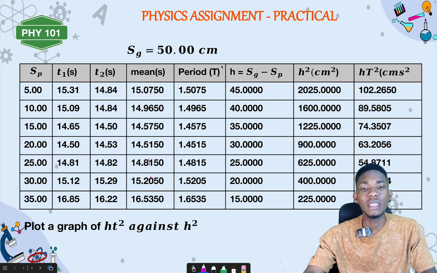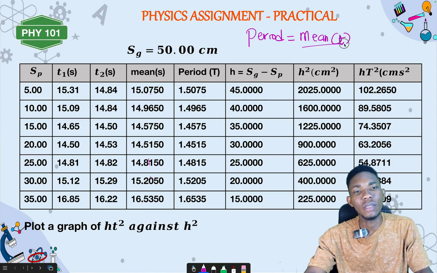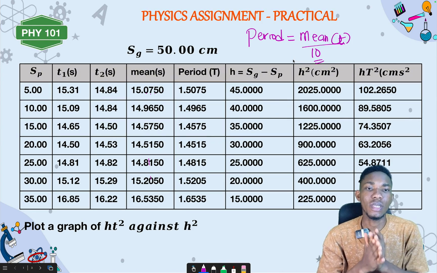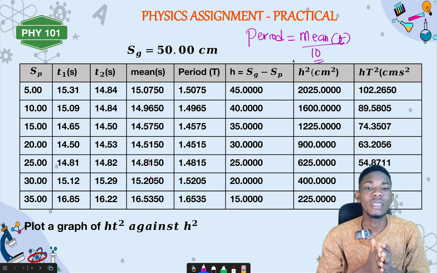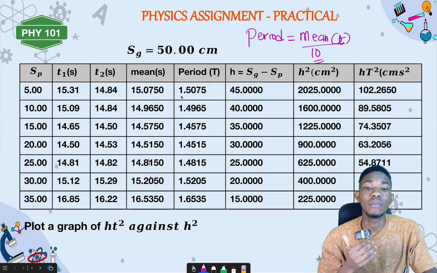Now, to get the period, my dear students, the formula for period is equal to the mean time in seconds divided by the number of oscillations. Now, they gave you the time for 10 oscillations. So our number of oscillations is equal to 10. So our period, my dear students, is equal to what? The mean divided by 10. And this is our mean here. So I divided it by 10.